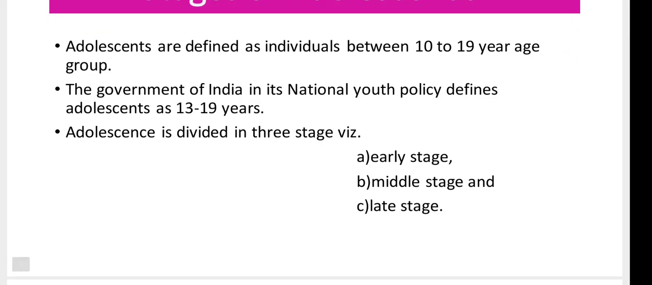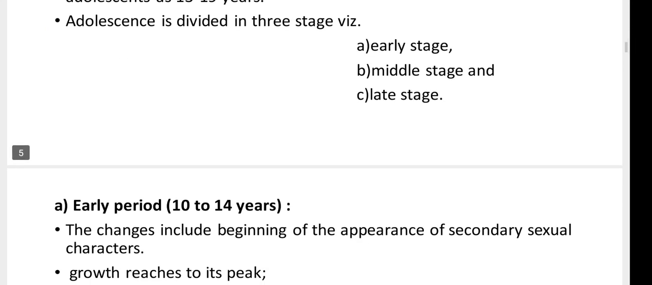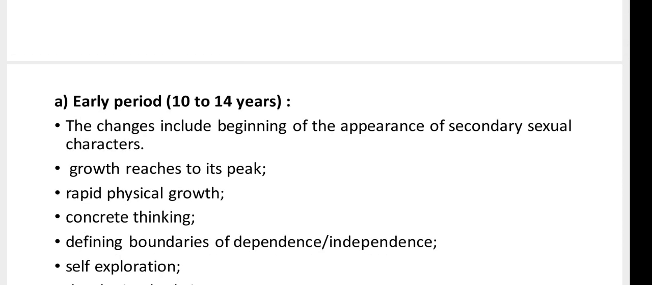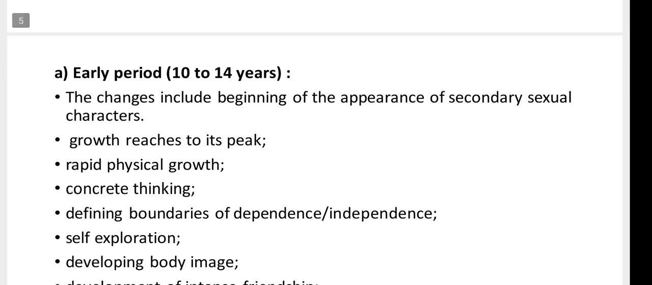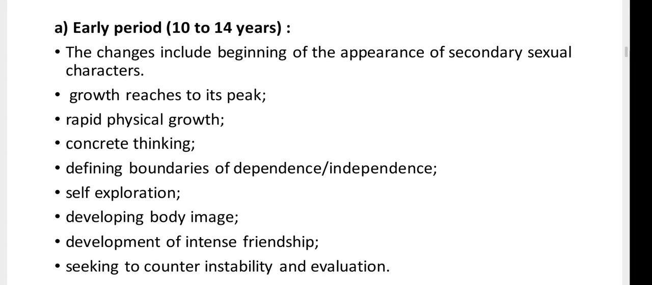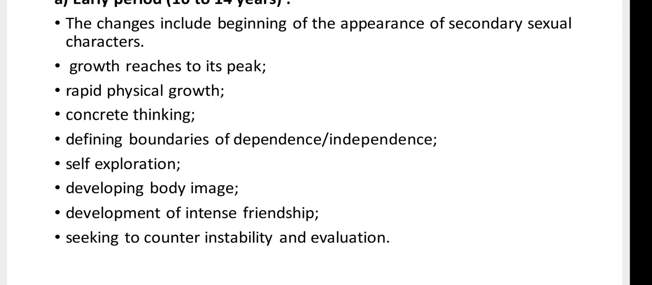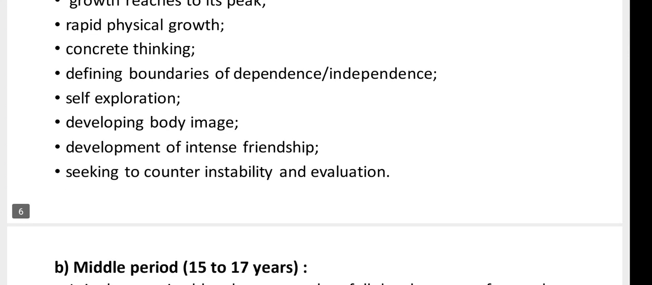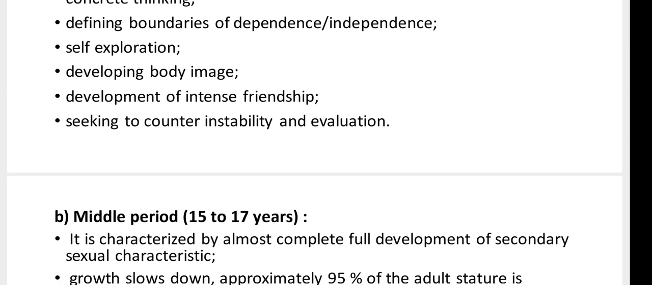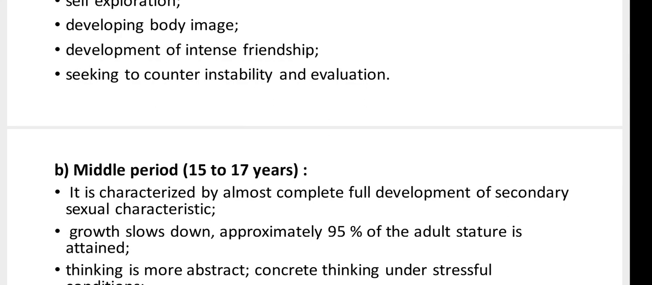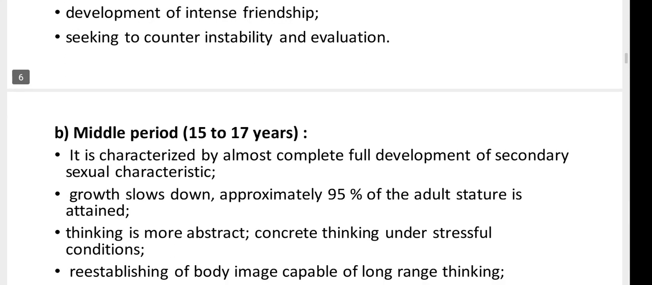Then it has three different stages: the early stage, middle stage and late stage. Early stage is the period starting from 10 to 14 years. In this particular age group, what exactly happens? The changes include the beginning of the appearance of secondary sexual characters, growth reaching its peak, rapid physical growth, concrete thinking, defining boundaries of dependence, self exploration, developing body image, developing intense friendships, and seeking counter instability and evaluation. This is the early stage.